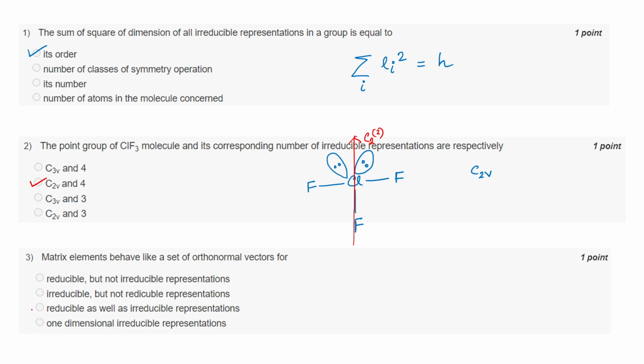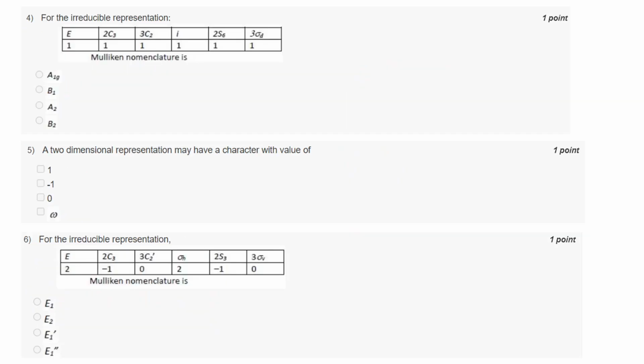If you take an irreducible representation and a reducible representation and try the orthogonality theorem, or whatever working rule we have, you are going to see that it actually works even for reducible as well as irreducible representations. Okay.